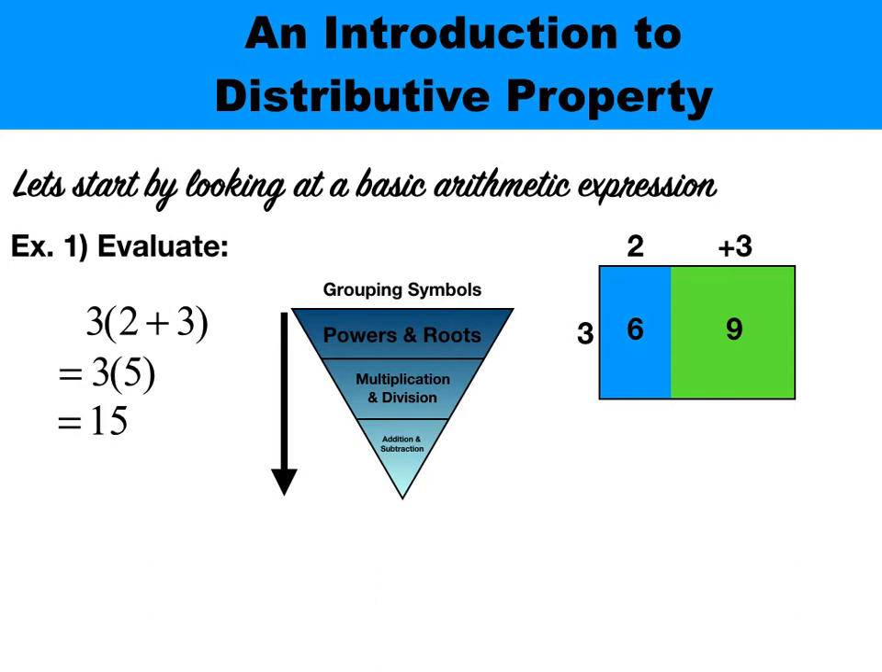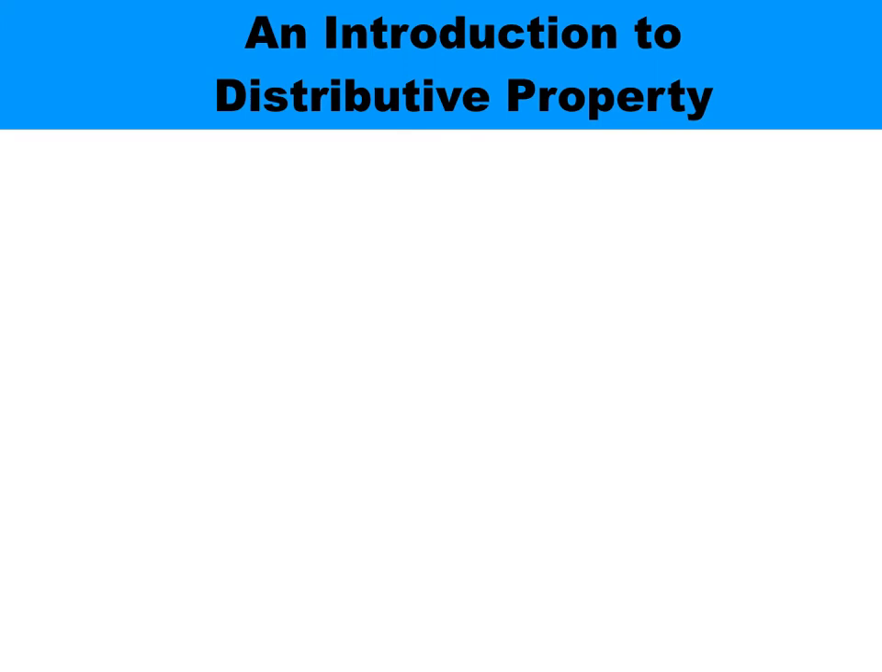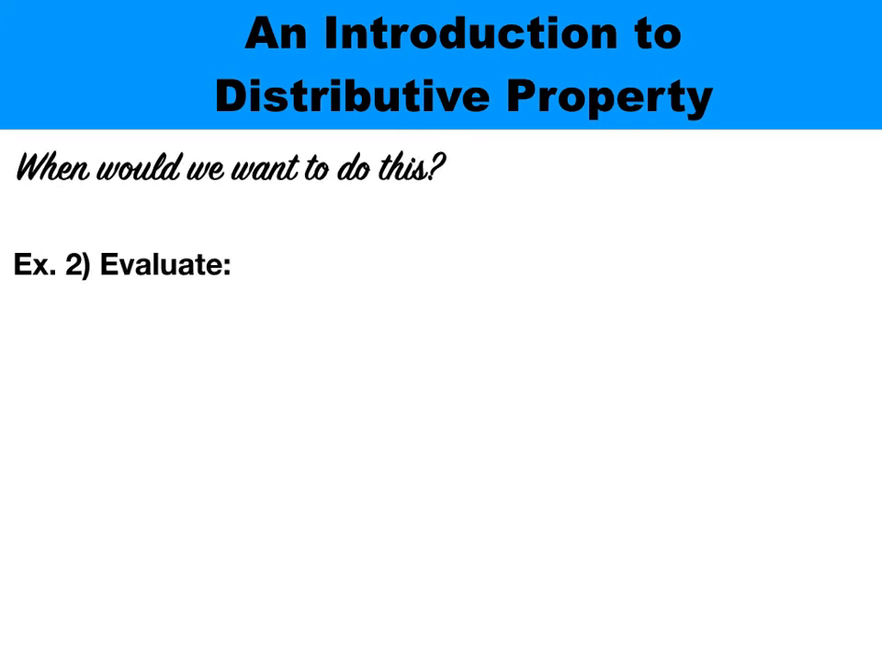If we take a look at this now algebraically, what I started with again was the same thing, but this time I did 3 times 2 first for the area of the blue, and I did 3 times 3 for the area of the green, which gave me that 6 plus 9, which still gives me the 15. You may be asking, why would we ever want to do this? Well, let's take a look at another example.